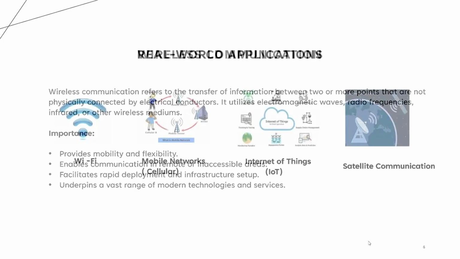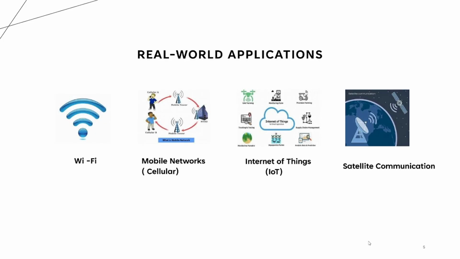Next, we move to how this wireless technology is used in real world examples. First, let's talk about Wi-Fi. Wi-Fi is used for local area wireless networking for internet access. Then consider mobile networks, which provide communication for mobile phones and devices, for example 4G and 5G.